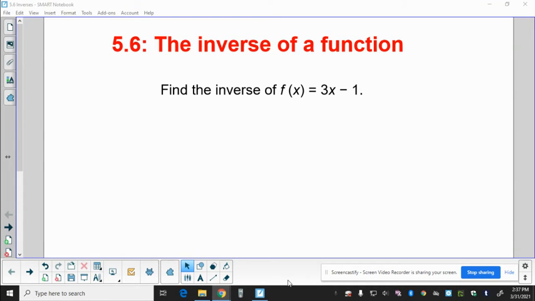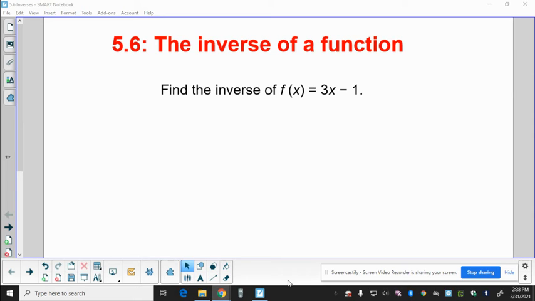Let's talk about section 5.6 today, the inverse of a function. So the first thing that I want to show you is how to find an inverse of a function, and then I will show you what it is and what it looks like. So when you have a function, you do a few steps to convert it to its inverse.